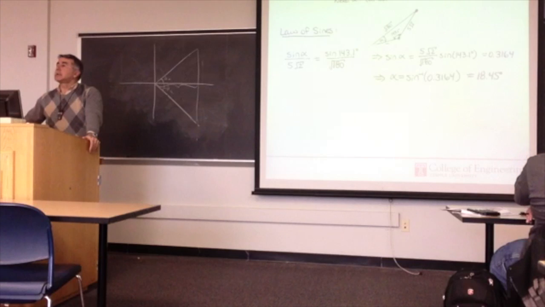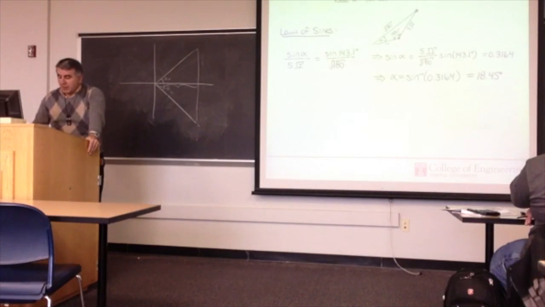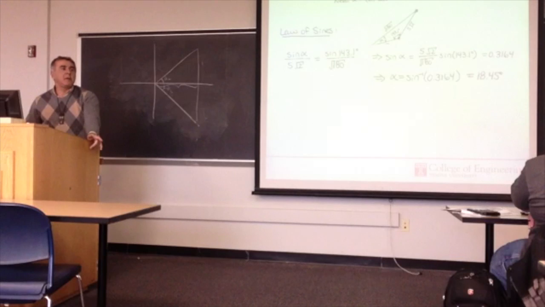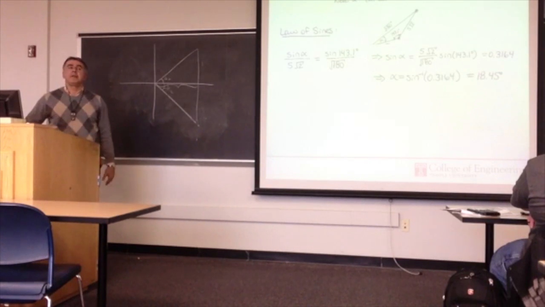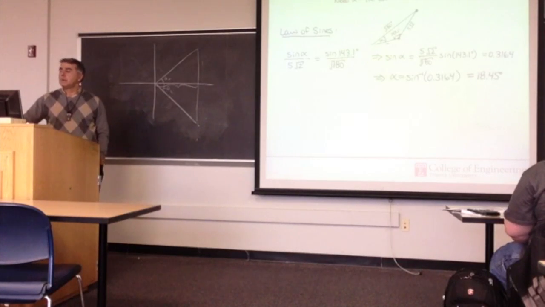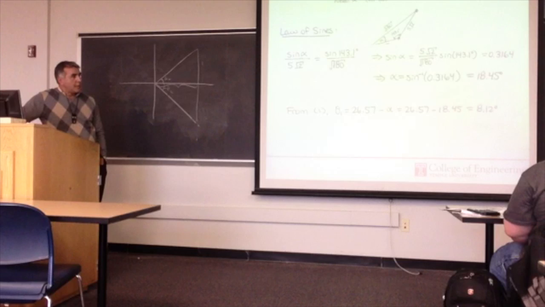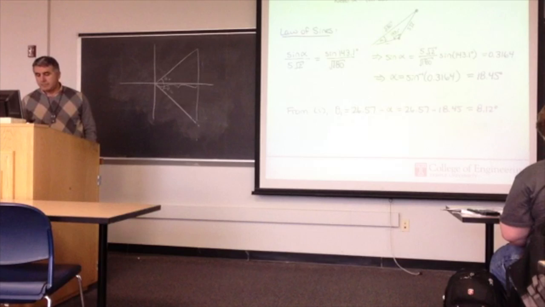So we didn't find theta 1 yet. No, I only found alpha. So, if I want to find theta 1, what do I do? Didn't you find the value of alpha plus theta 1? Yeah. What was that equal to? So 26 minus 18. There you are. So now you have found theta 1.